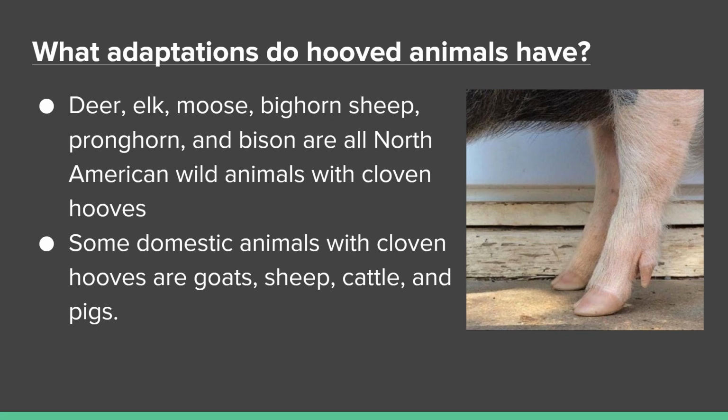A couple examples of animals that have cloven hooves. We have deer, elk, moose, bighorn sheep, pronghorn, and bison. They're all examples of North American wild animals with cloven hooves. Domestic animals, which this word means more like normal or housebroken animals that you see more on farms and things, with cloven hooves would be goats, sheep, cattle, and even pigs. Okay, I often think this is really cute. Looks like they're wearing high heels, but they're not. But even up here in the front, there's actually 2 toes. You can see a little bit of a divider line there.